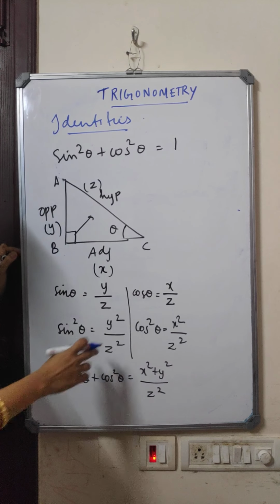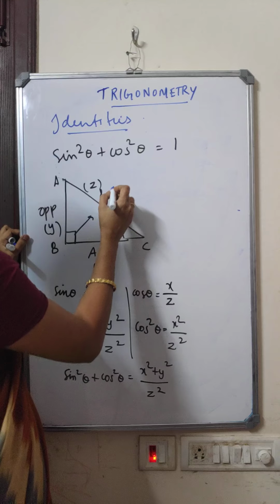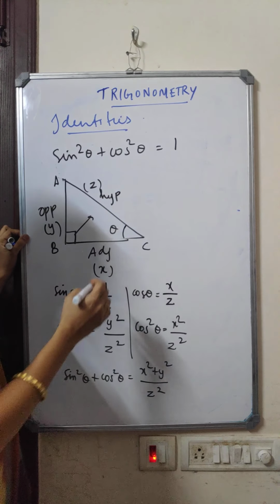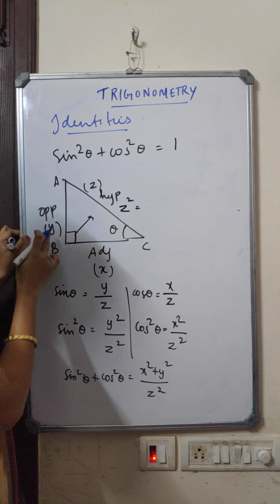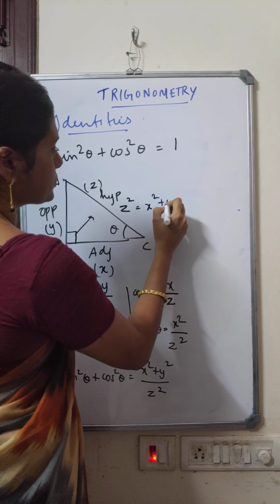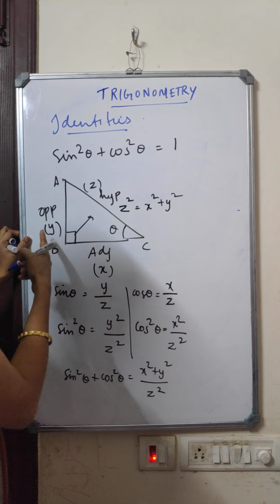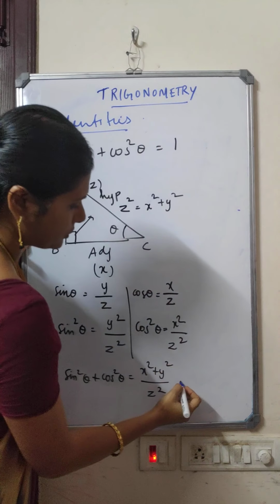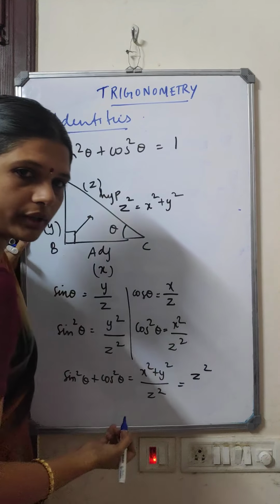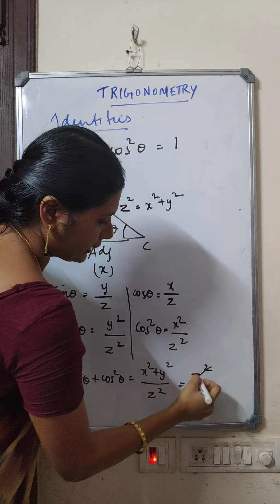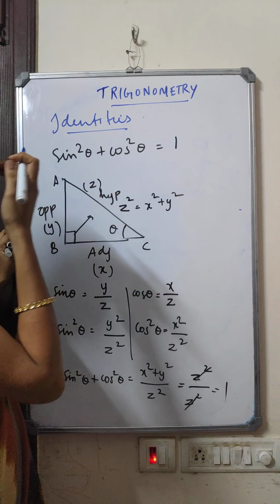Here you may ask, ma'am, where is the 1? You got something else. Wait, what actually is happening here? You know the Pythagoras theorem, right? So z square is equal to what? Hypotenuse square is equal to the sum of the squares of the other two sides: x square plus y square. Z square is equal to x square plus y square. So in place of x square plus y square, I applied z square by z square, cancelled, and I got 1. So it is proved: sin square theta plus cos square theta is equal to 1.